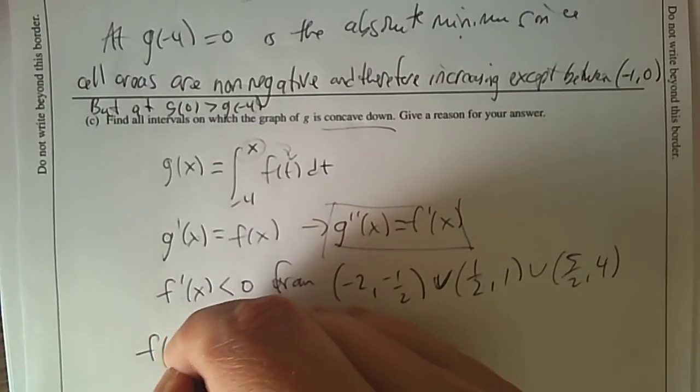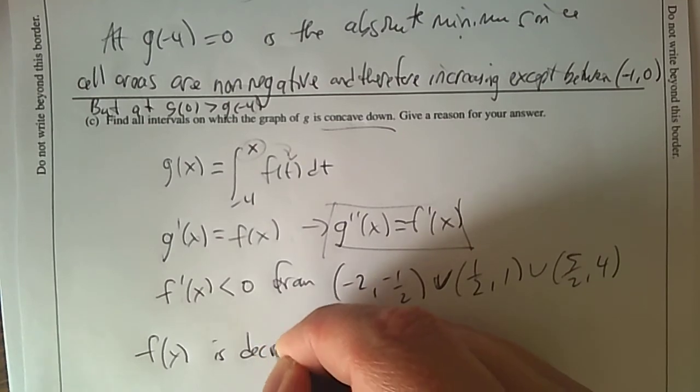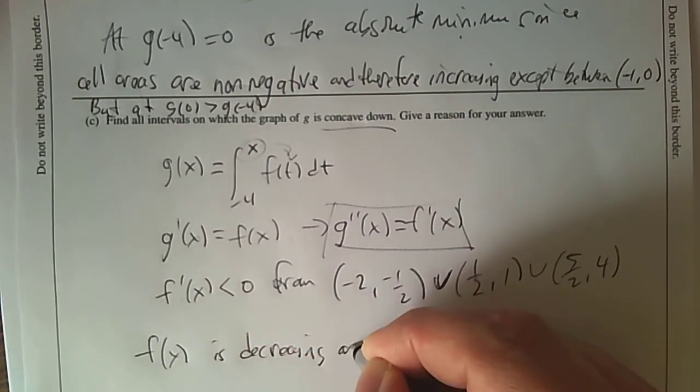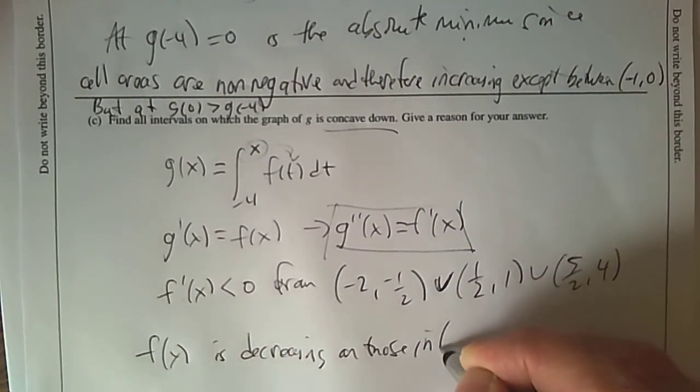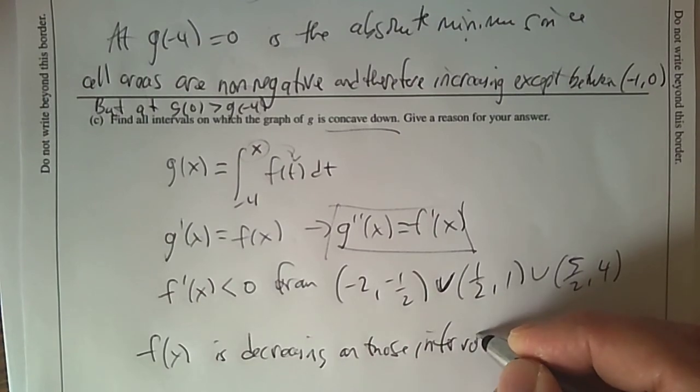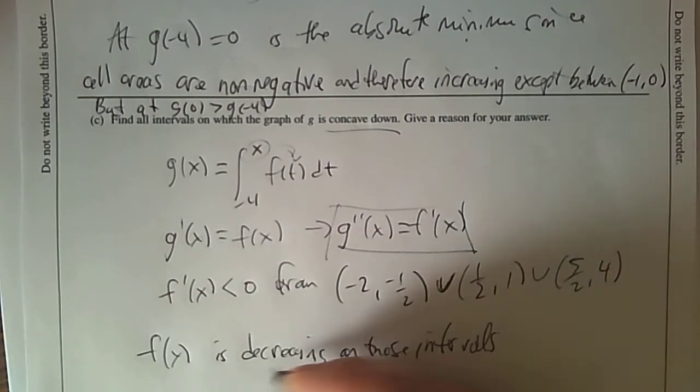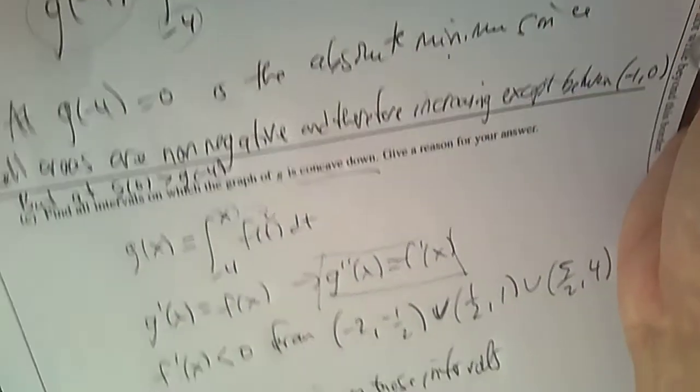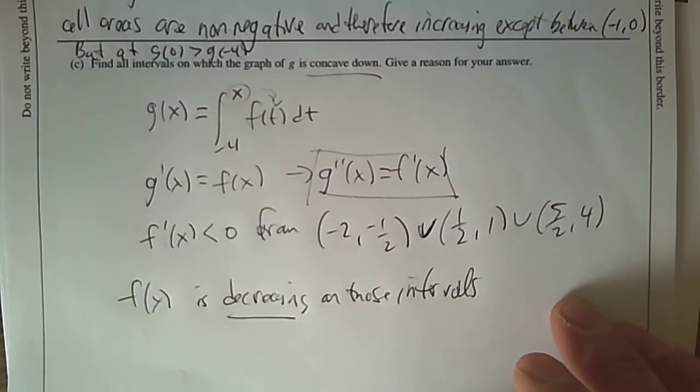And you can write down f at x is decreasing on those intervals. They love the words increasing and decreasing. Try to incorporate those two words as much as you can when you justify your answers.